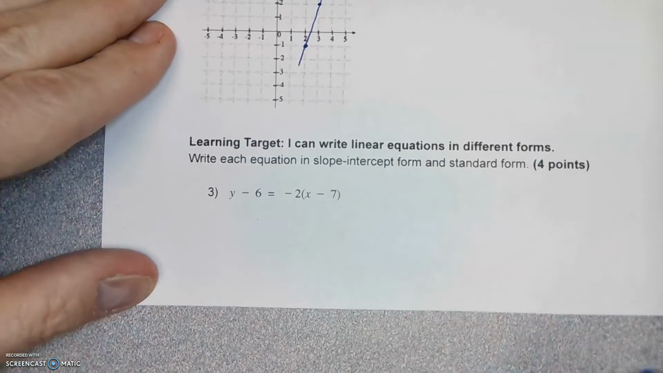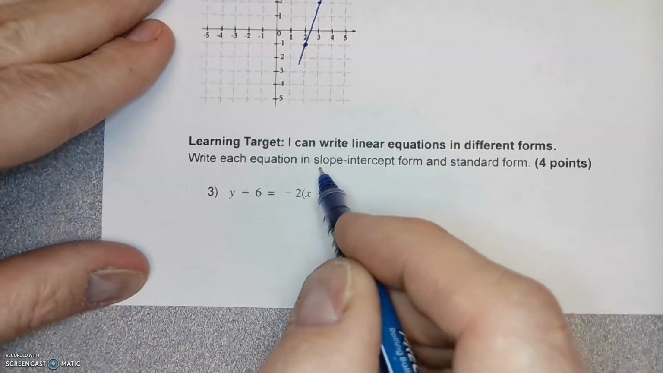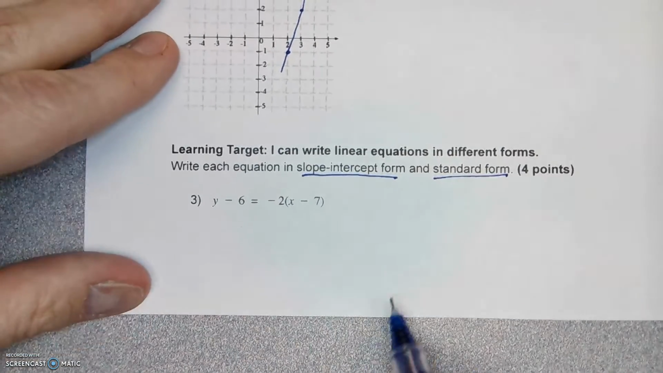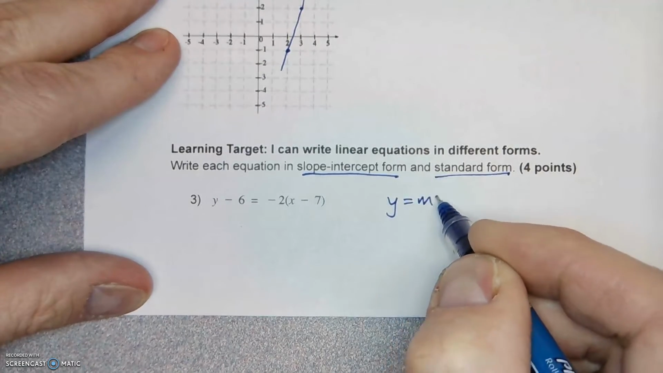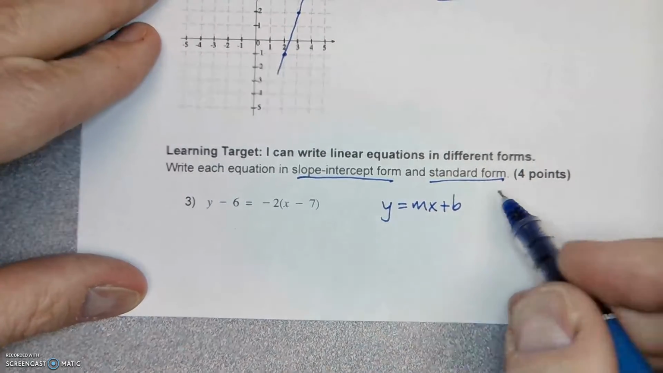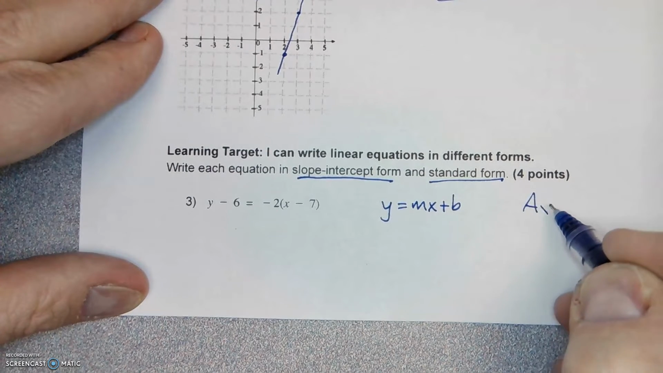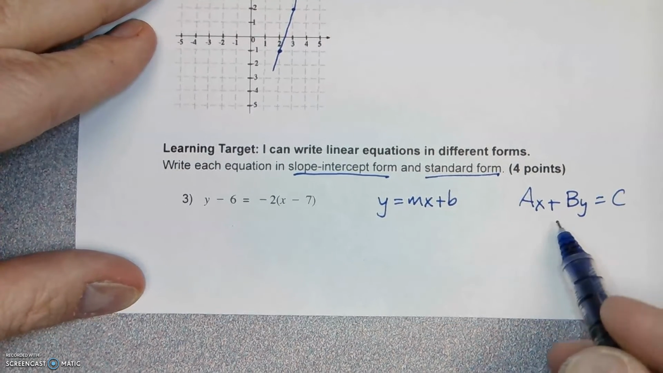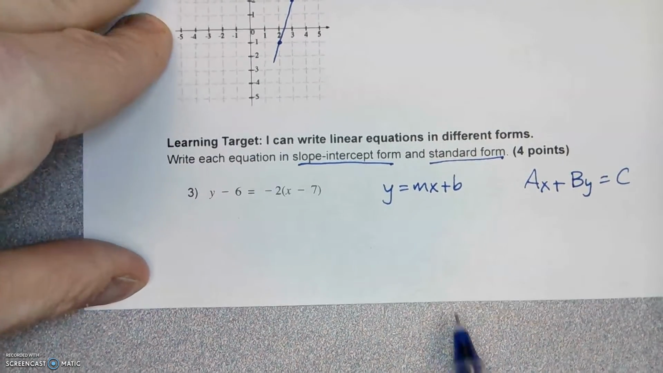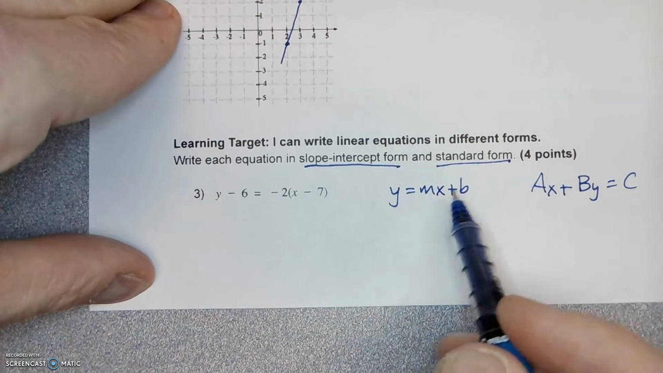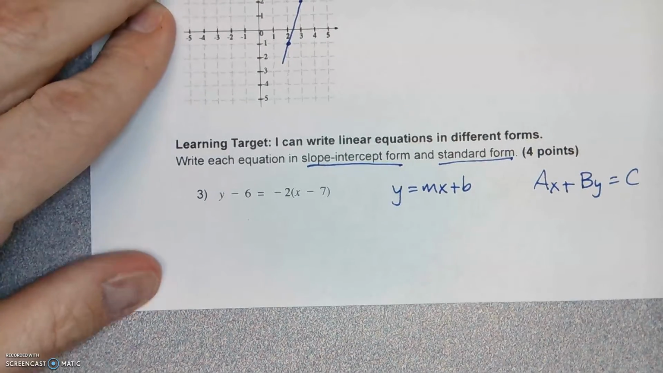Number 3, they're asking for this in slope-intercept and standard form. So slope-intercept is getting it to look like this, y is by itself. Standard form is getting the x and the y terms on the same side of the equation. So we'll go from this to slope-intercept, then to standard form.